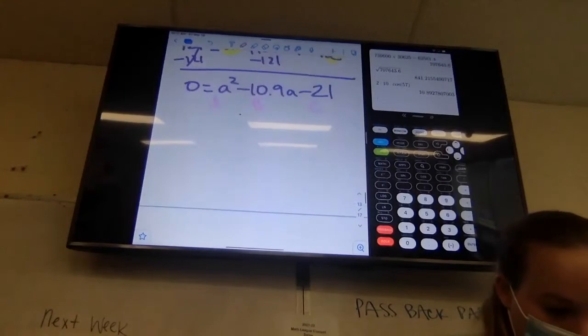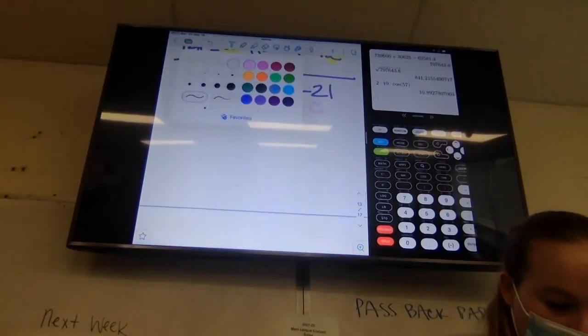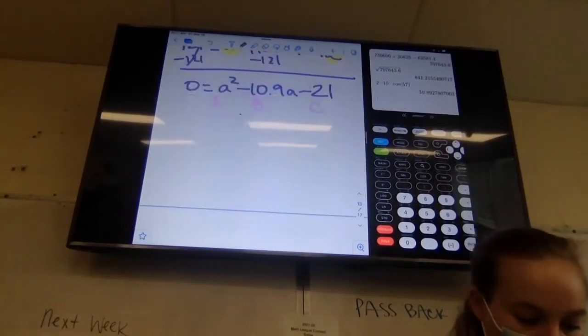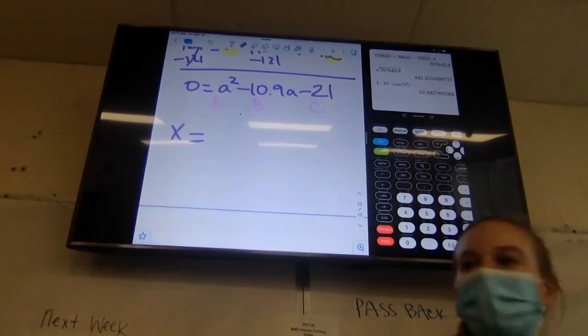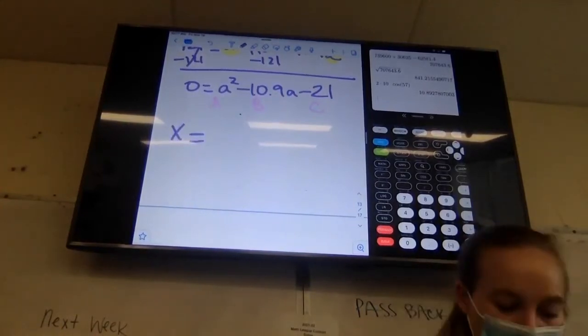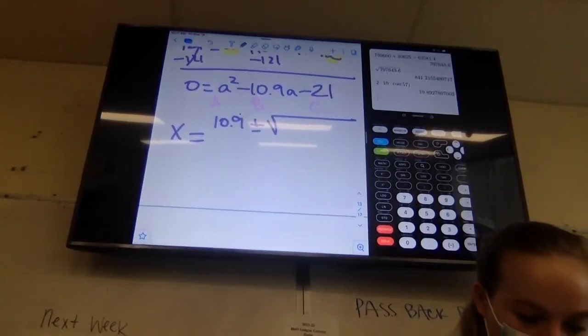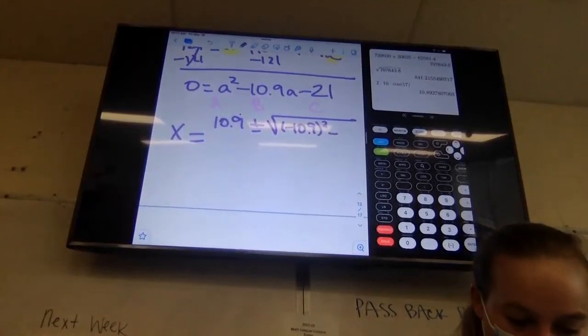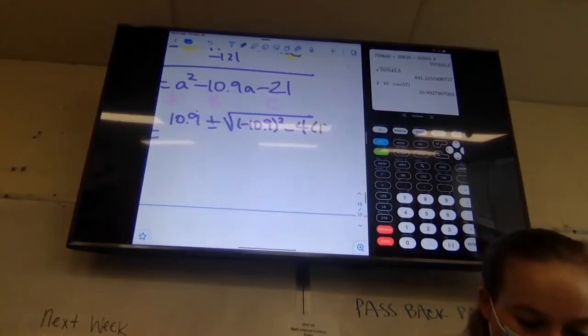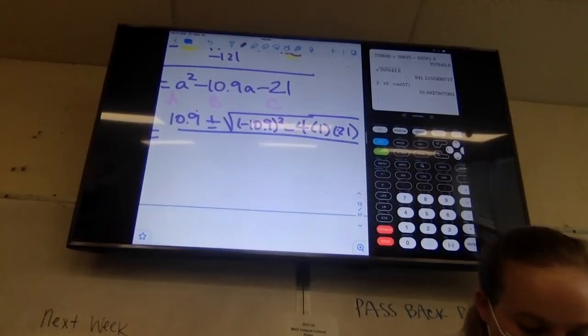Okay. And because of the way I'm going to solve this, I'm going to put most of it into the calculator in one fell swoop. So negative b, negative of negative 10.9 is 10.9, plus or minus square root of negative 10.9 squared minus 4 times 1 times negative 21, all over 2 times 1.